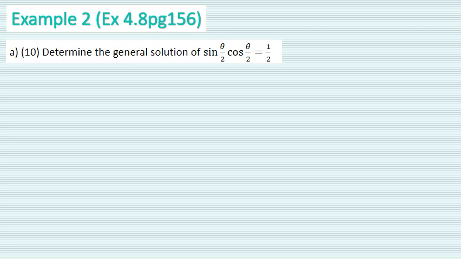Here we have to determine the general solution of sine half theta cos half theta equals a half. Now please do not make the fatal error of thinking you can multiply this entire equation by 2 in order to get sine theta cos theta equals 1. That's bad news, because those 2's on the left hand side of the equal sign are part of the angle. It's not sine theta divided by 2. It's sine of theta divided by 2.